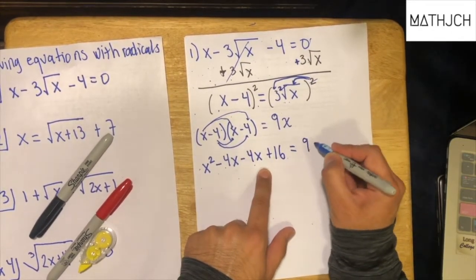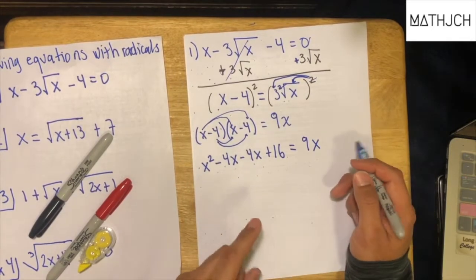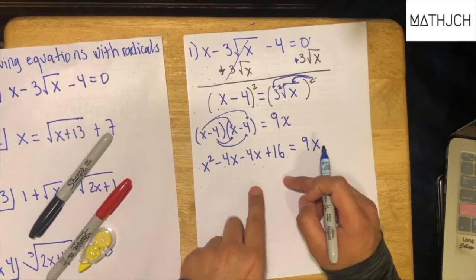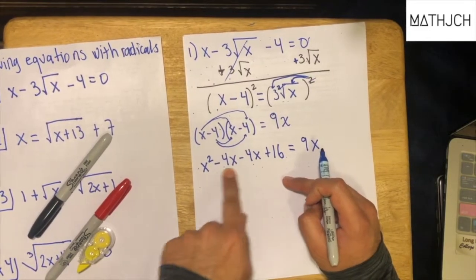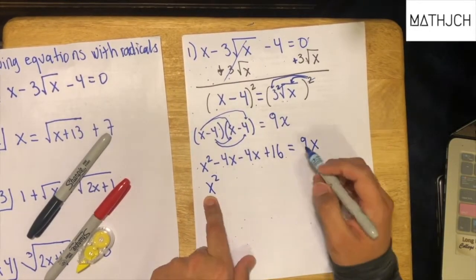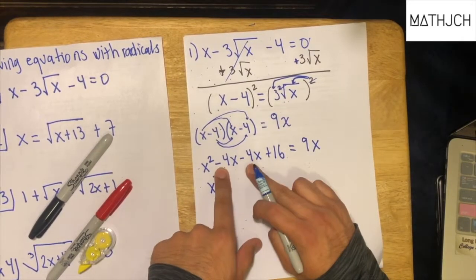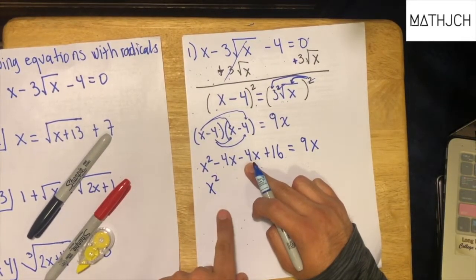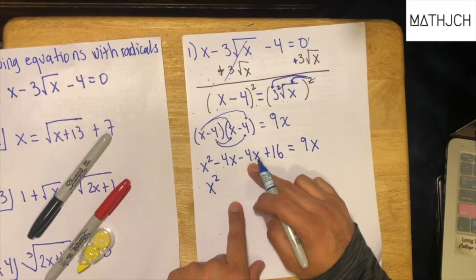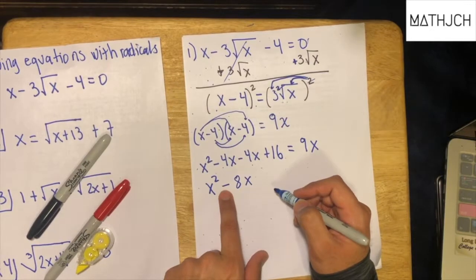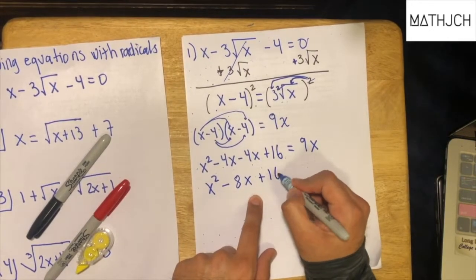And bring down the 9x from earlier. Now let's see if we can combine like terms, okay? Notice that we have these two like terms right here, right? So we have x squared. Notice here we have minus 4x, minus 4x. Both are negative. We add them and we keep the negative sign. So 4 plus 4 is 8x, and keep the negative sign. And bring the rest down.